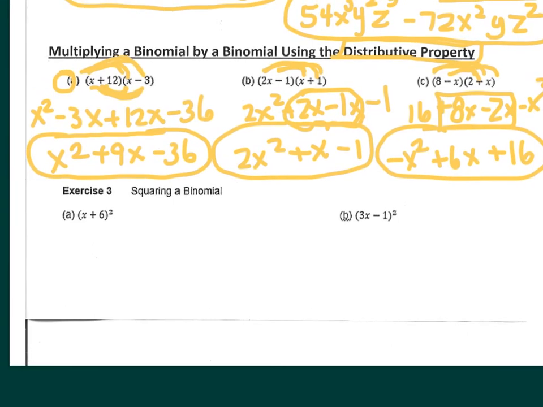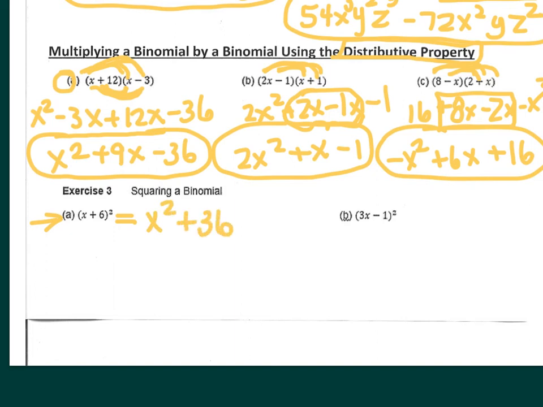Alright, so we're almost there. I just want to point out an abbreviated version of the same thing we just did. You'll notice in this letter A here, I'm asking you to take x plus 6 and square it. And a lot of you might be tempted to just say, oh, that's x squared plus 36. Because x squared is x squared, and 6 squared is 36.